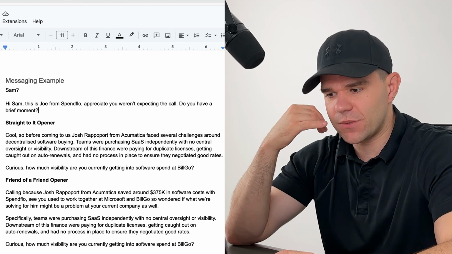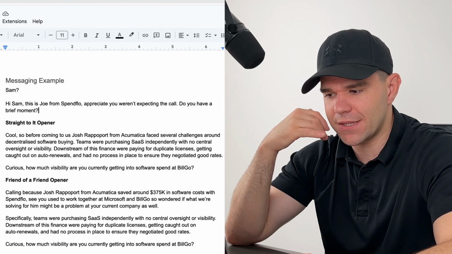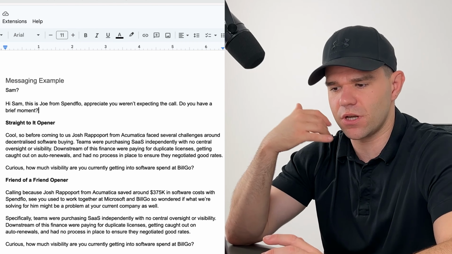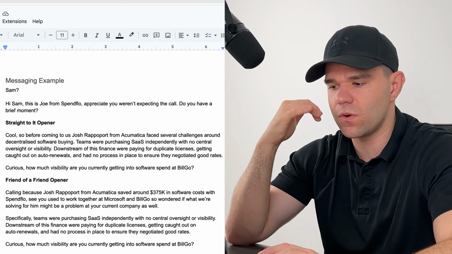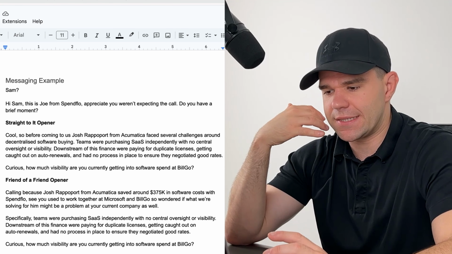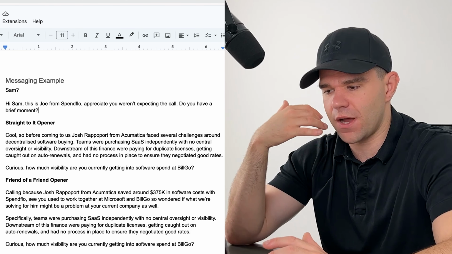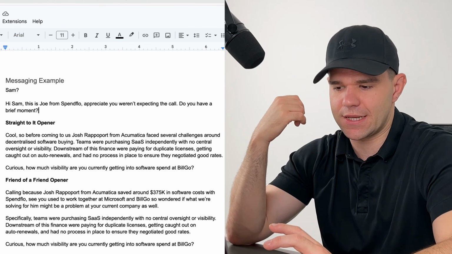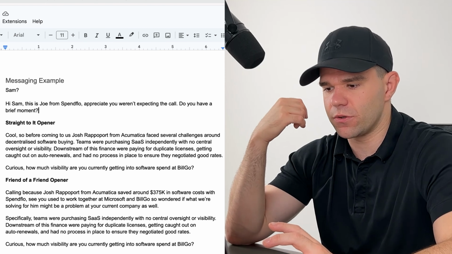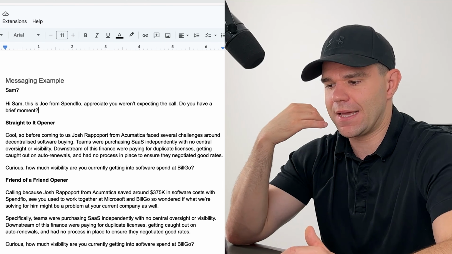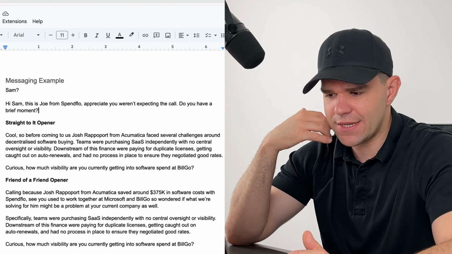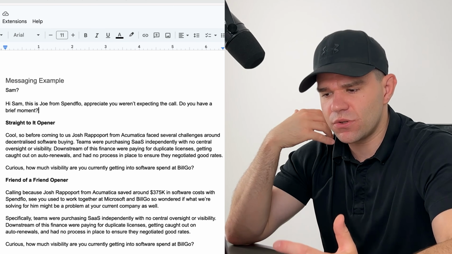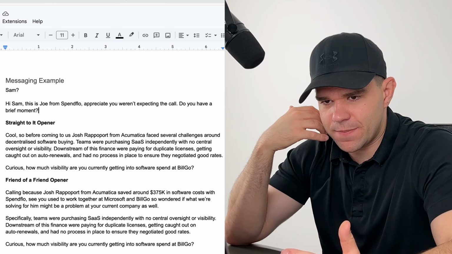Cool. So before coming to us, Josh Rappaport from Acumatica faced several challenges around decentralized software buying. His team were purchasing SaaS independently with no central oversight or visibility, and downstream of this, finance were paying for duplicate licenses. They were getting caught out on auto renewals, and they didn't really have a process in place to ensure they negotiate a good rate. So I'm just curious, how much visibility do you currently have into software spend at BillGo?